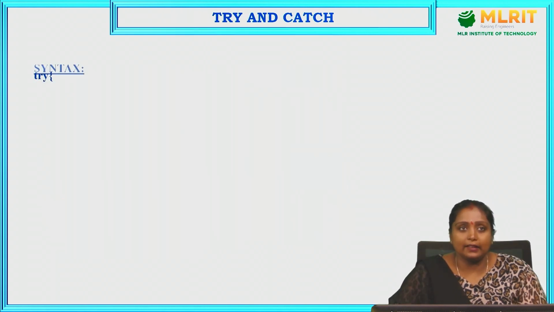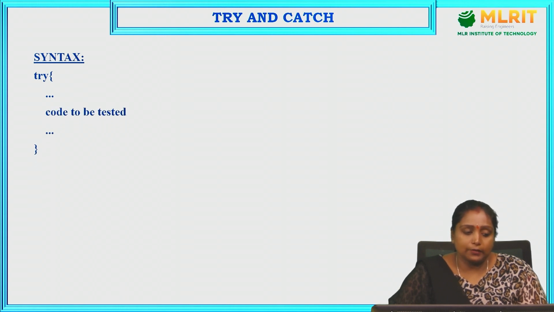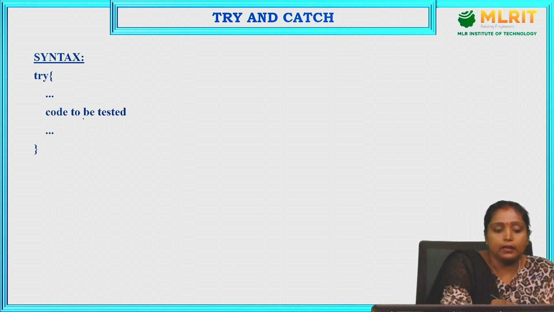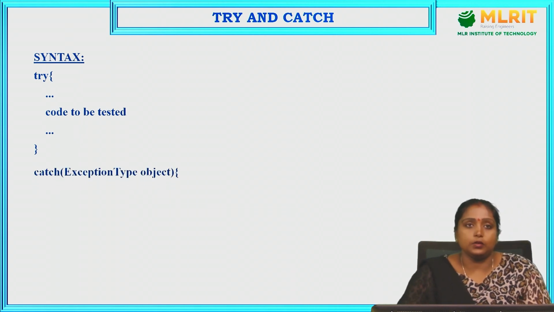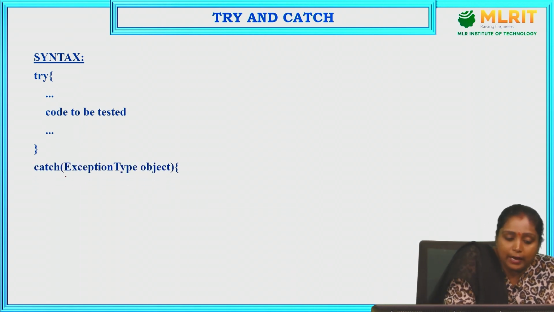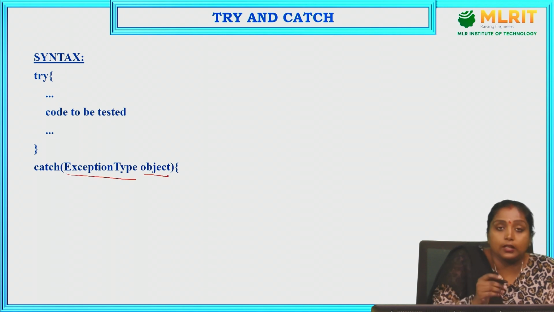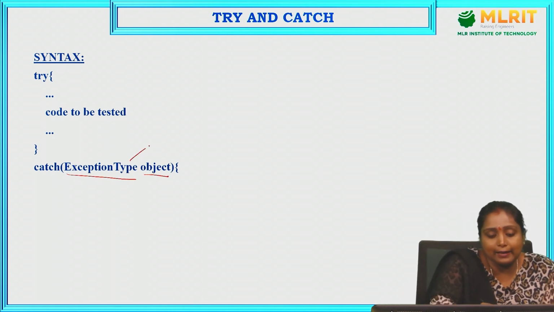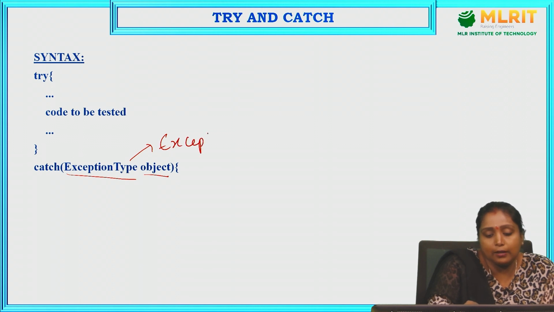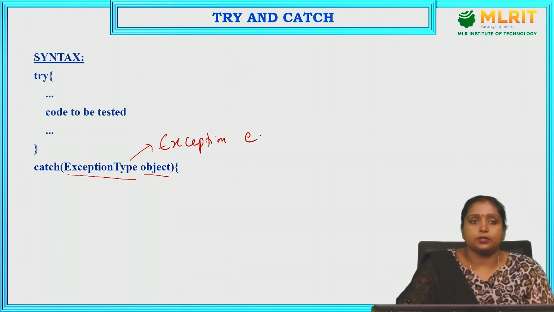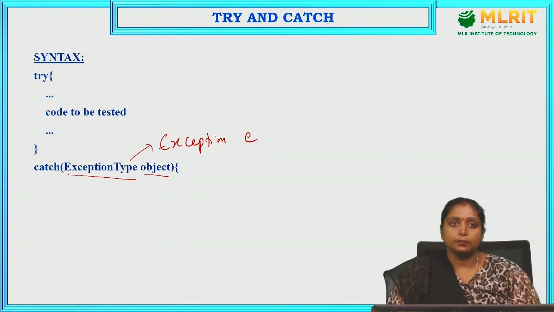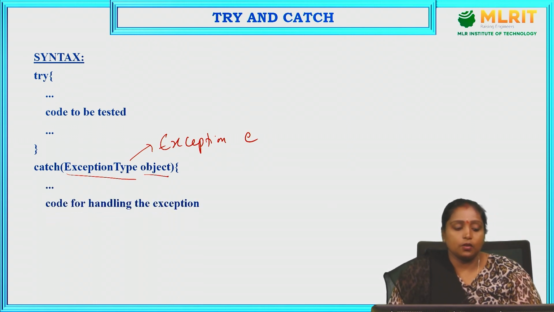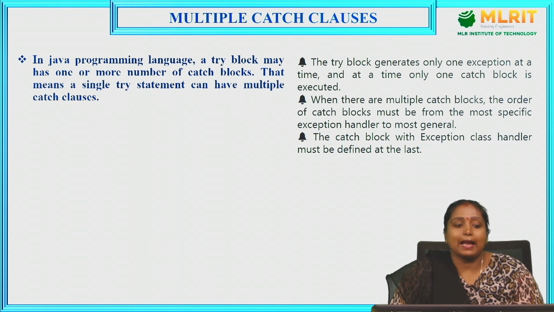This was the syntax for the try and catch block. You write the code that you need to test in the try block, and in the catch block you write the exception type and object. If you do not know what type of exception, you can directly use Exception and create an object for that exception such as e, like this. The code for handling the exception will be here like this.